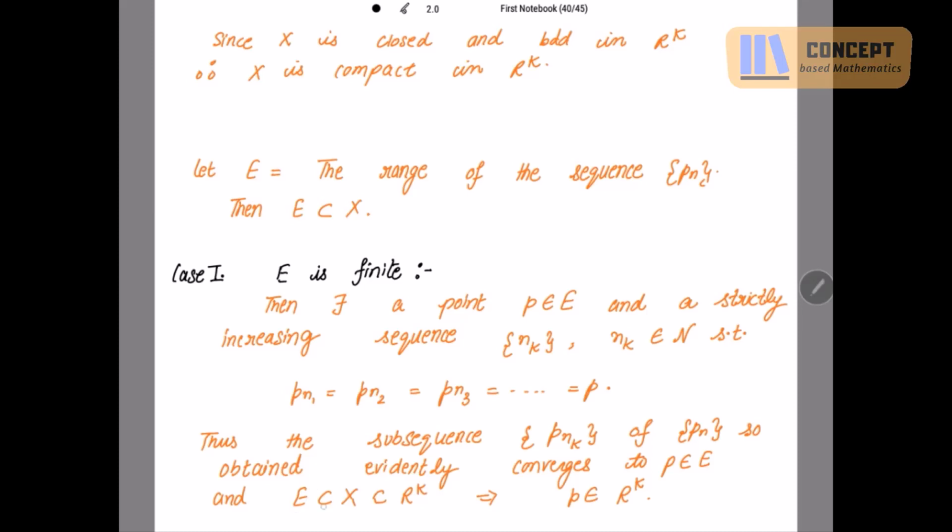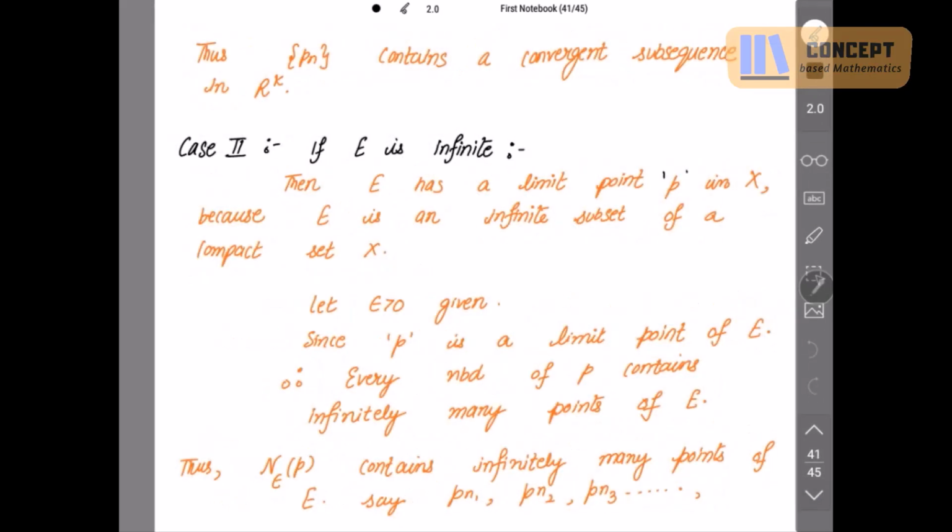And E is a subset of X, and X is further a subset of Rk. Then every P belonging to E will be belonging to this Rk space, right? So we got a subsequence which is converging in Rk. Thus Pn contains a convergent sequence in Rk.